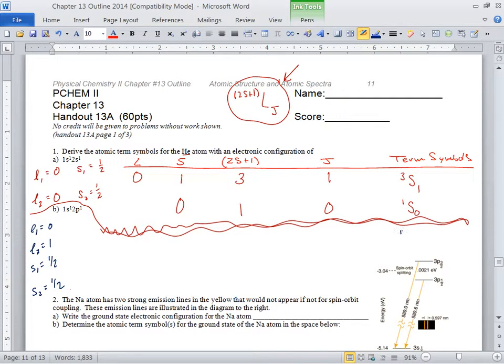I'll write my term symbols and see if you agree with them. I don't know if I went too fast. Did you get 4 term symbols? Did you get that far? Yeah, I wrote them down too quick.